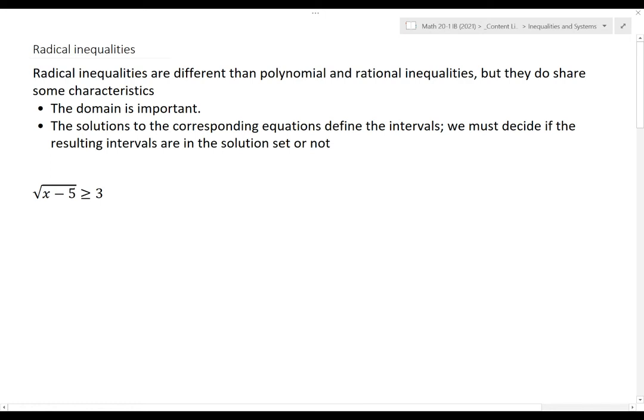Hello. In this video, we're going to look at how to solve radical inequalities. Now, this is different from solving polynomial and rational inequalities in a few ways. We can't just really look at sign tables, but they do share some characteristics.